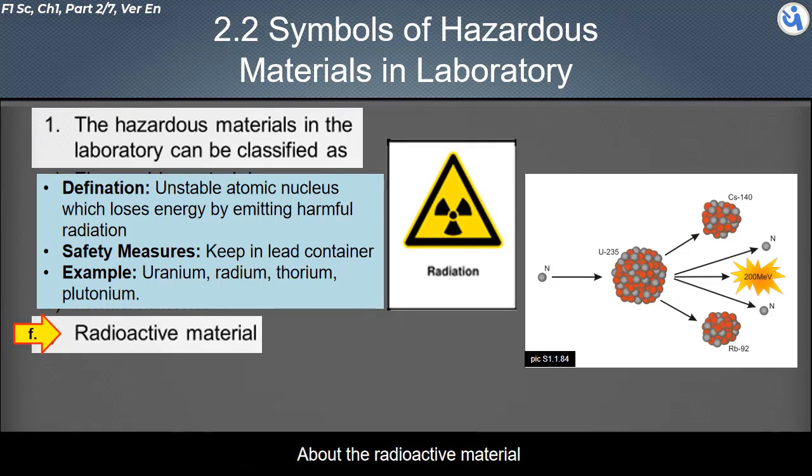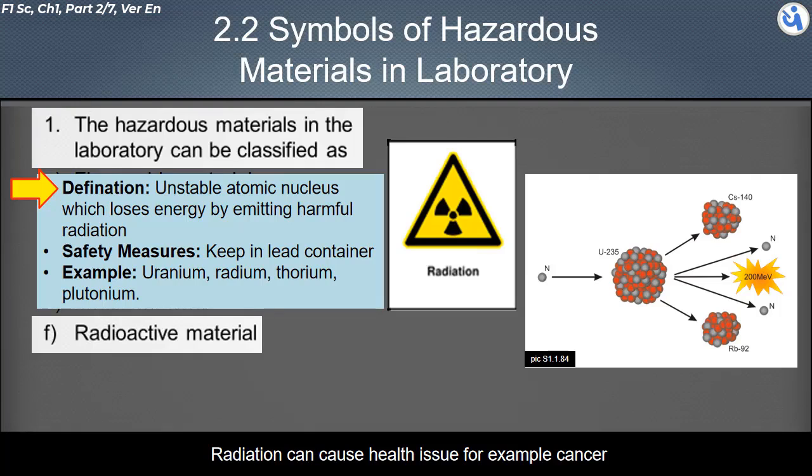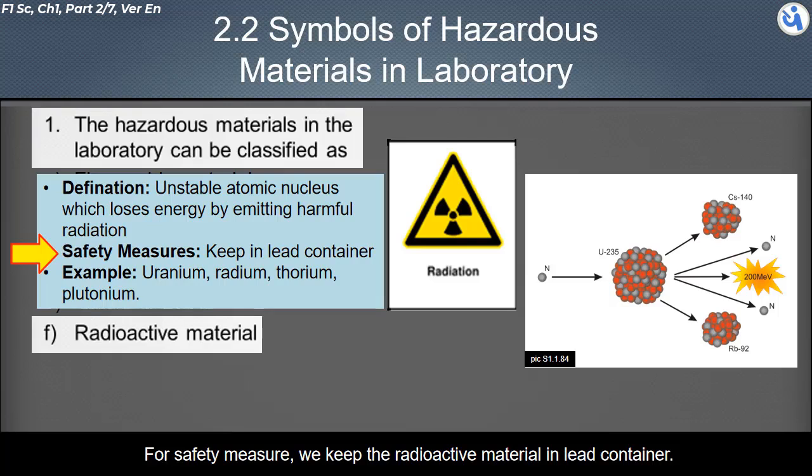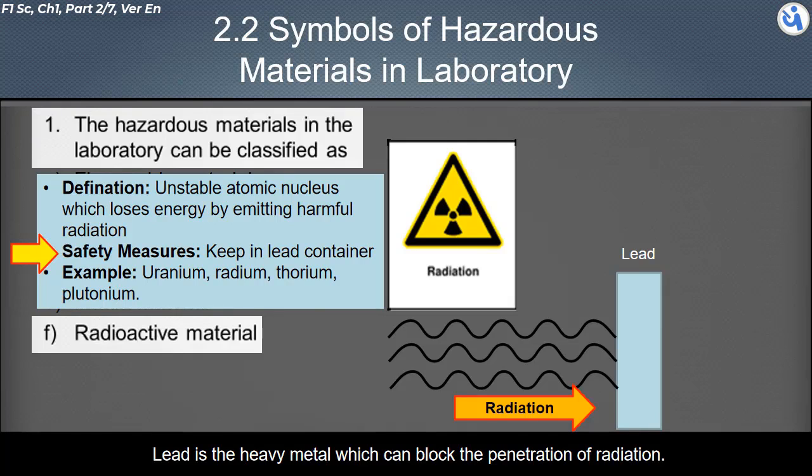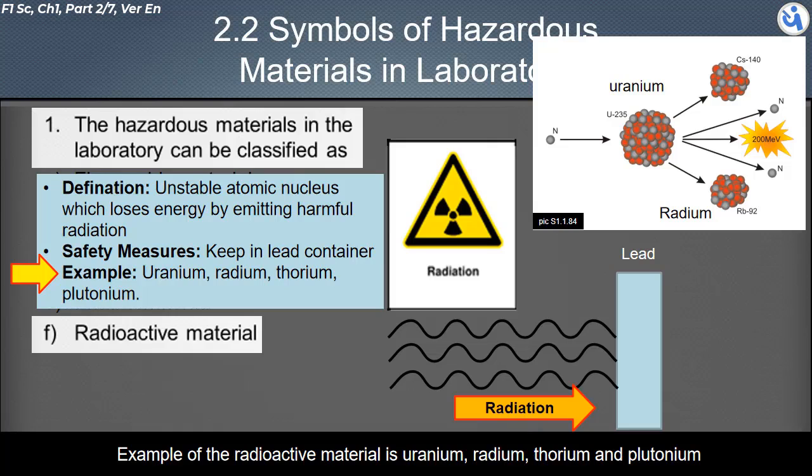About the radioactive material. Radioactive material has an unstable atomic nucleus, which loses energy by emitting harmful radiation. Radiation can cause health issues, for example cancer. For safety measures, we keep the radioactive material in a lead container. Lead is a heavy metal, which can block the penetration of radiation. Examples of radioactive material are uranium, radium, thorium, and plutonium.